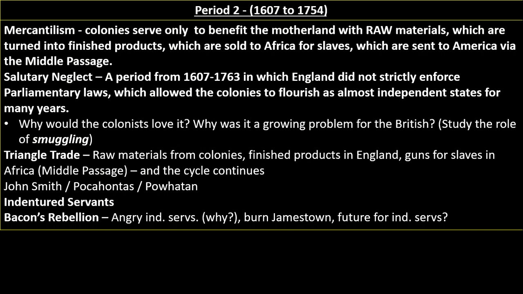So from 1607 to 1763, the 13 colonies began experiencing a time period called salutary neglect, where the British did not really enforce a lot of trade restrictions and laws. So the colonies kind of flourished almost as independent states for many, many years. Why would the colonists love it? Why was it a growing problem for the British? Think about this. They began to do things on their own. They began to feel independent and do things and trade with other countries, especially the Dutch and that sweet, sweet Dutch tea that's out there.